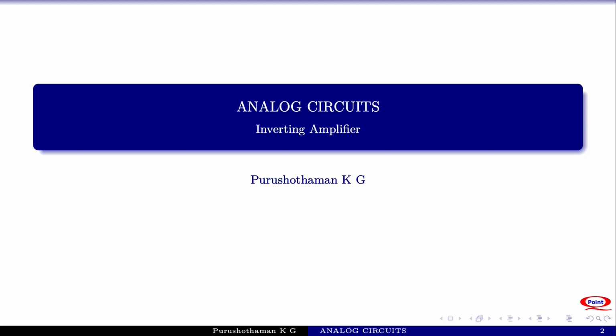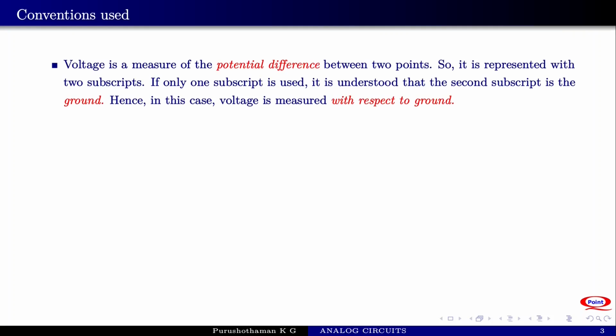Before entering into the topic, let us see the conventions used in this lecture. You know, a voltage is a measure of the potential difference between 2 points. So, it is represented with two subscripts. If only one subscript is used in a particular representation, it is understood that the second subscript is the ground. Hence, in this case, the voltage is measured with respect to ground.